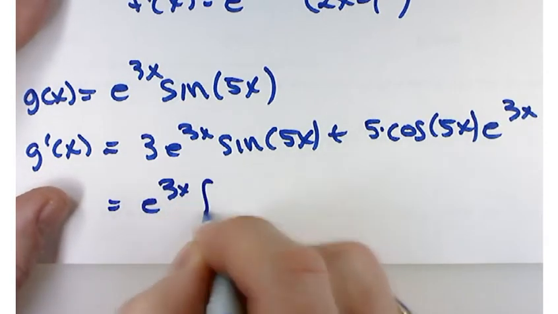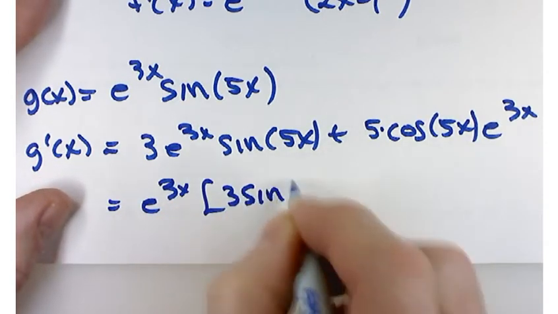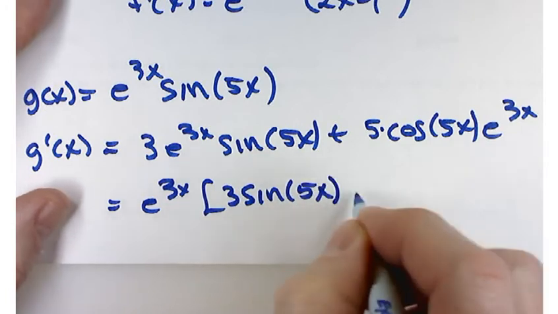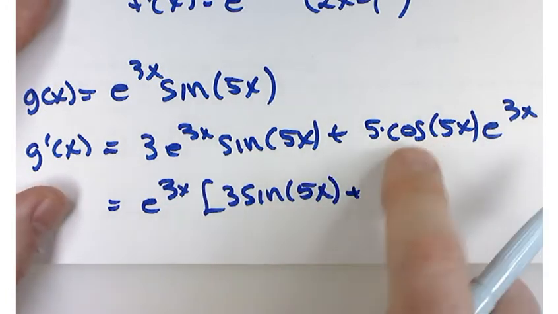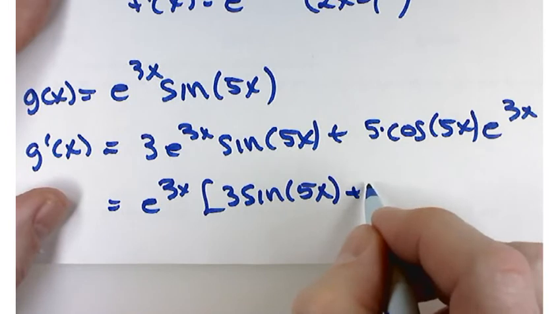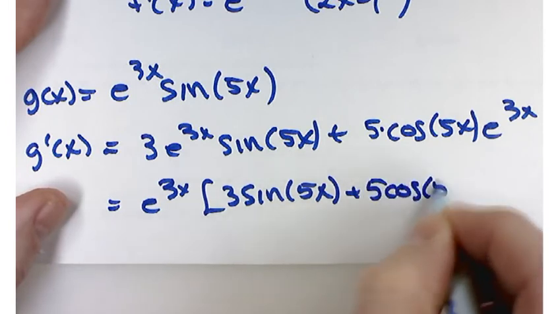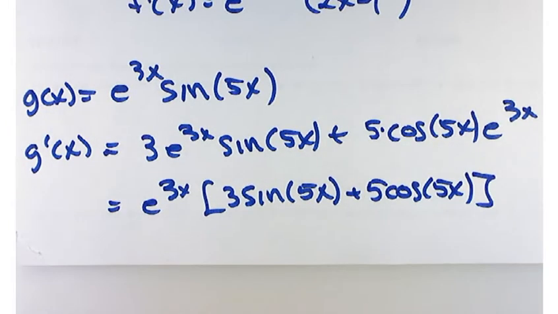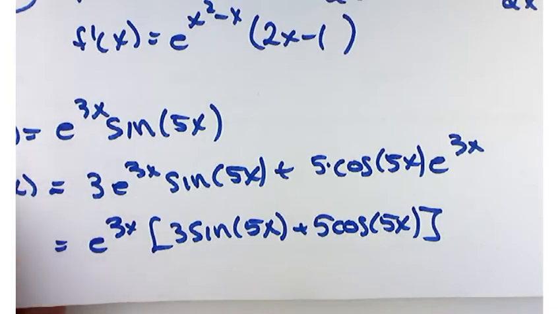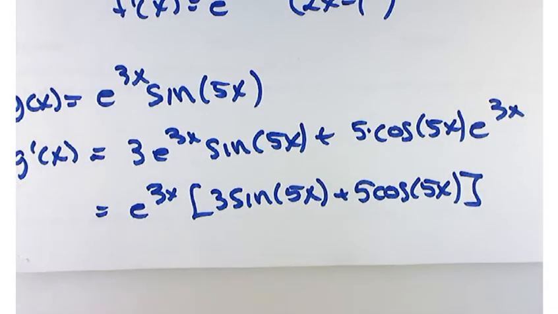You could clean this up a little bit by factoring out e to the 3x. If you had to solve for something, say set this equal to 0, it'd probably help out to have the e to the 3x term factored out. 5 cosine of 5x, like that. You know, I guess it depends on what I'm asking. If I'm just asking for the derivative, I guess that's the derivative. I mean, factoring out the e to the 3x doesn't really clear things up or simplify things too much. So I'm not going to worry about that.